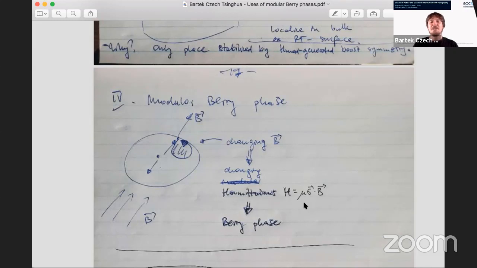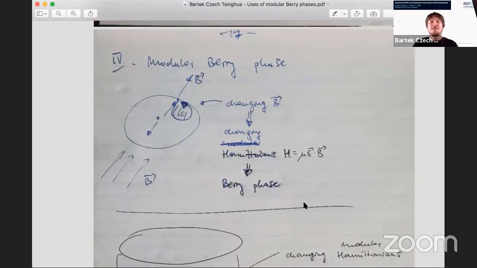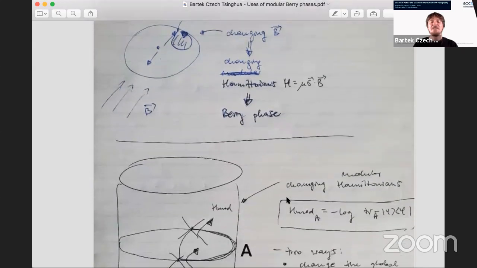So, modular Berry phases. And this is just a reminder of what we're talking about. The quintessential example of a Berry phase is that I have a spin in a magnetic field and I'm varying the direction of the magnetic field. The spin started in a ground state. It was anti-aligned with the magnetic field. Now it just follows the magnetic field. And after I changed the Hamiltonian, did it pick up some extra phase? That was the Berry phase.